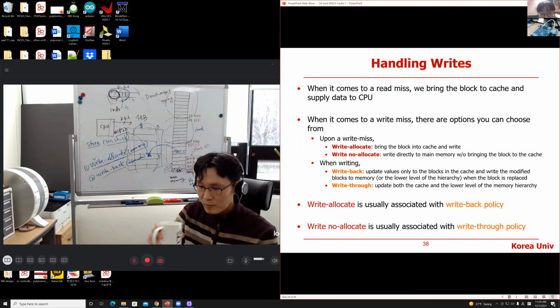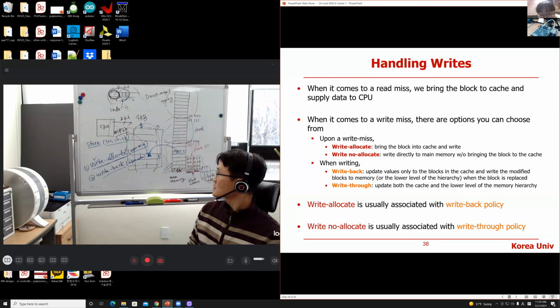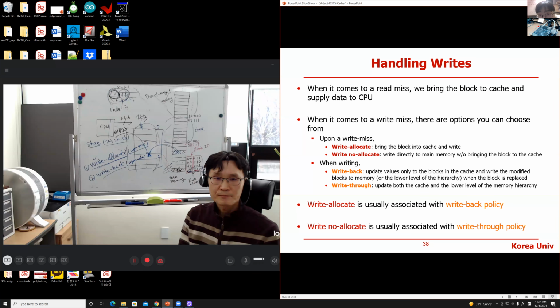Handling writes. When it comes to a read miss, we bring the block to cache and supply data to the CPU. When it comes to a write miss, there are options you can choose from. Write allocate: bring the block into cache and write. And write no allocate is write directly to main memory.